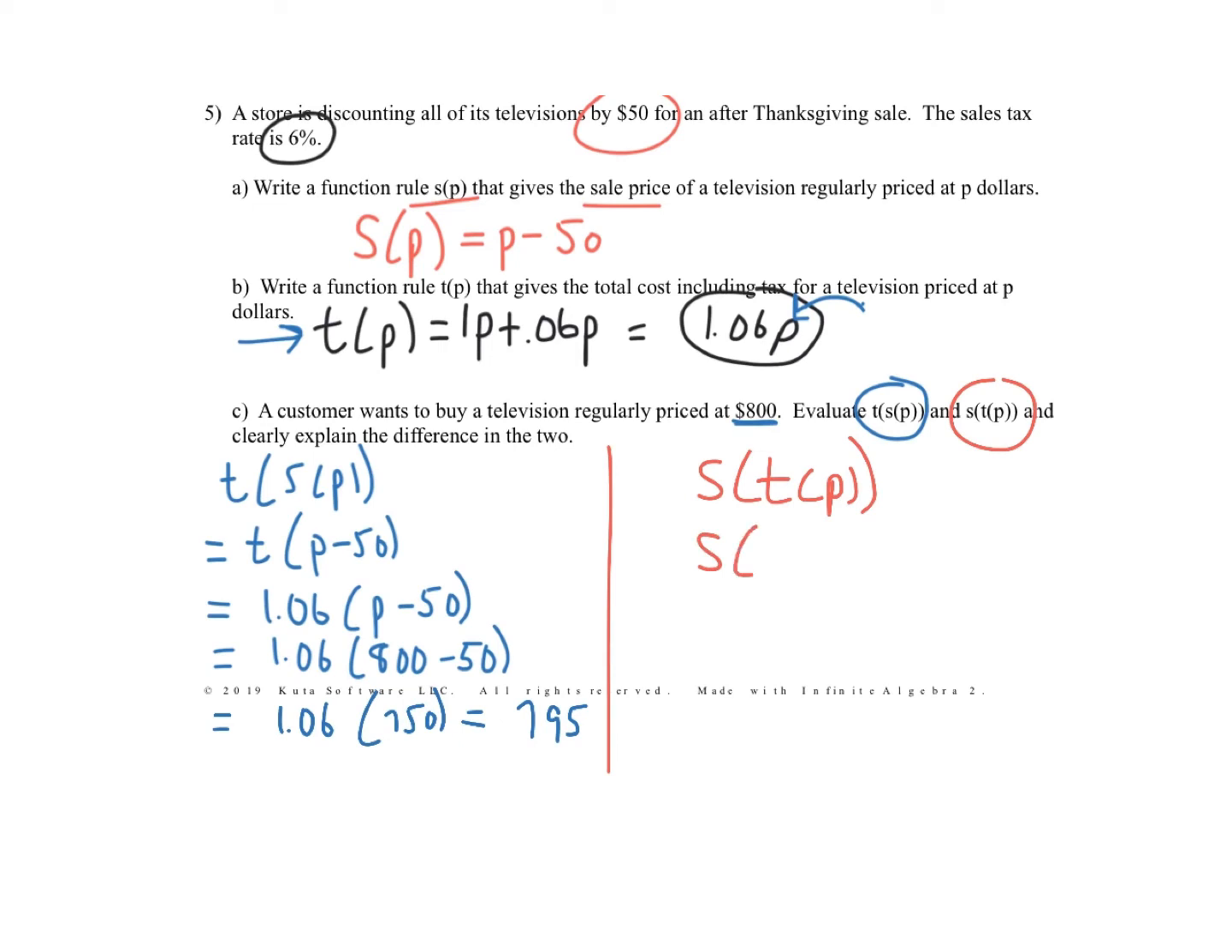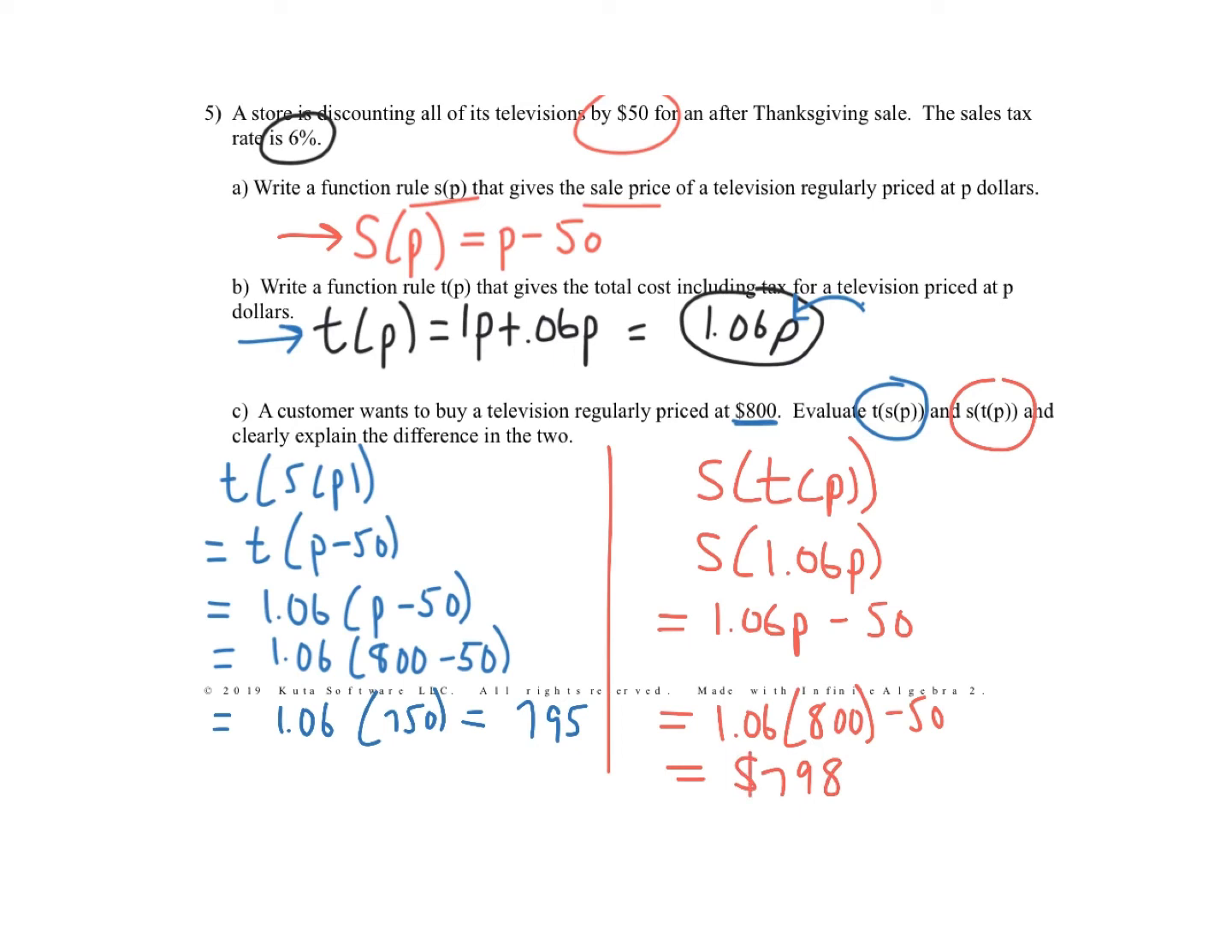The rule for T of P, from part B, we said is 1.06p. Now we look and say, how do we do S of something? S of anything is just the thing minus 50. So it's 1.06p with a minus 50 afterwards. And then again, we know P is 800. So 1.06 times 800 minus 50. That gives us an answer of $798.